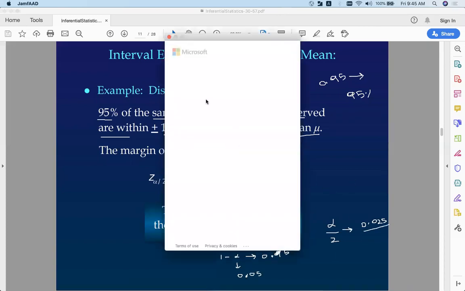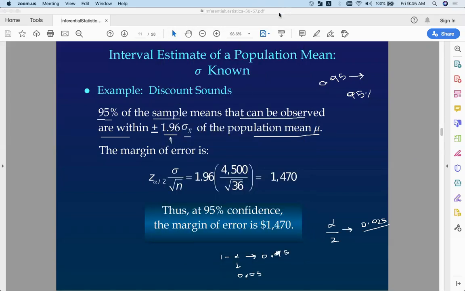Okay, so Z alpha by 2 is basically 0.025. So alpha by 2 is basically 0.025. Z alpha by 2 is basically the Z value for 0.025. If you go and see in the table, you will get a value which is equal to 1.96.